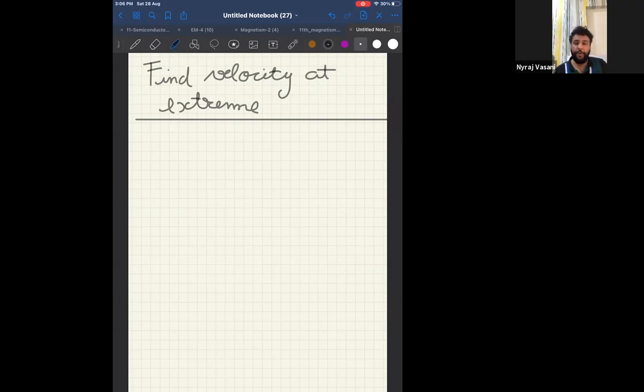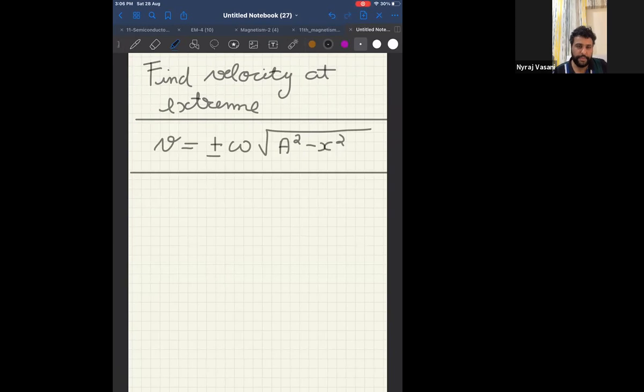Okay, now I will start. You know what is the answer? Answer will be 0, correct? You know that the answer will be 0, but let me prove it mathematically. Now, I know the general formula for velocity is plus or minus omega root of a square minus x square. This is the formula for velocity.